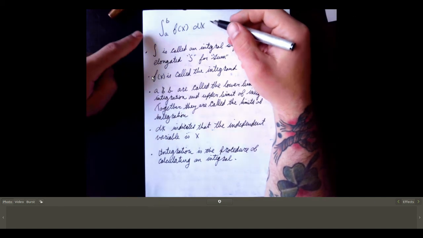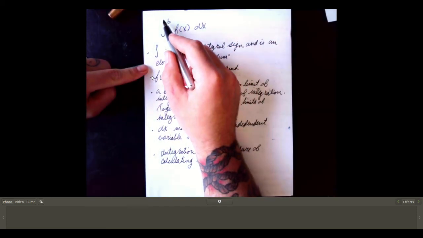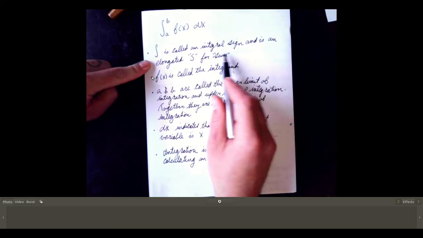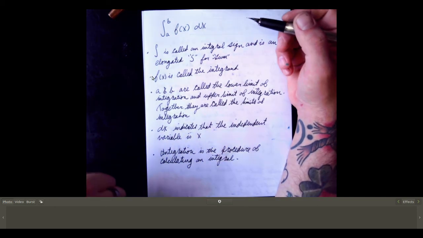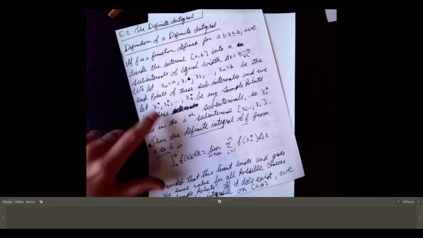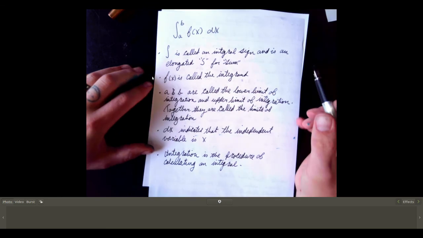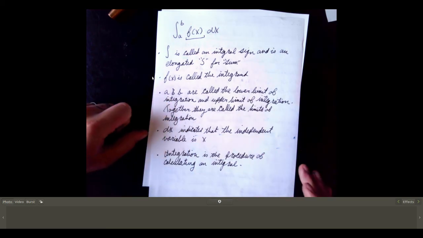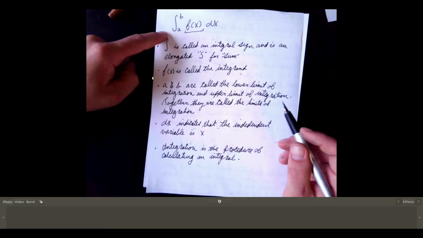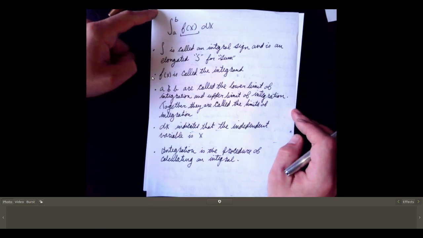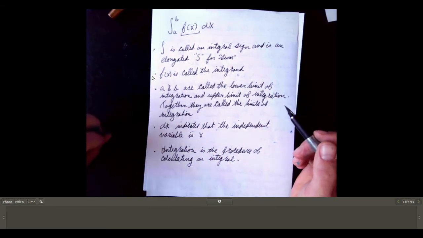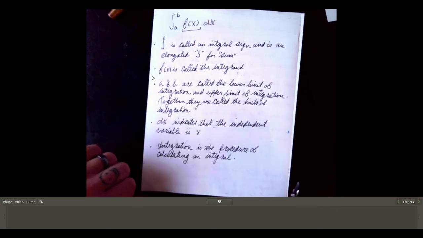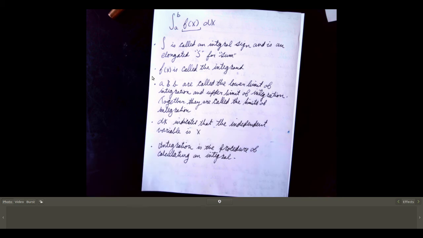Dissecting what this means, we have this big curly symbol. That symbol is called an integral sign, and it's actually an elongated s, an s for sum, because this integral is the limit of the sums. So we have an integral sign. f of x is called the integrand. a and b are called the limits of integration. a is the lower limit of integration, b is the upper limit of integration, and dx indicates what the independent variable is. Finally, integration is the procedure of calculating an integral. So just some vocabulary, showing you some parts.